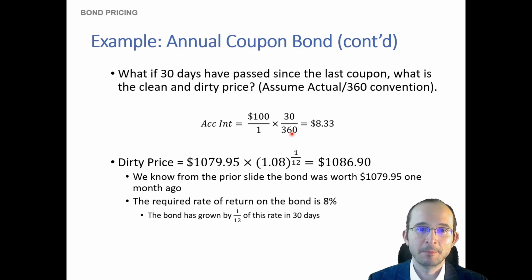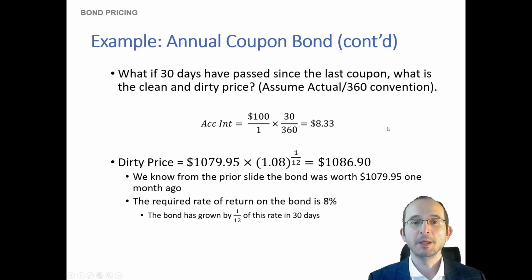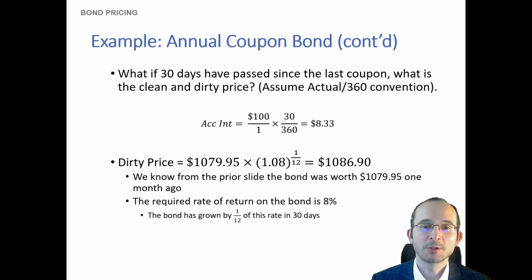And remember, the accrued interest formula is the coupon payment over the number of times the coupon is paid per year, times the number of days since the last coupon over the number of days between coupons. And if we plug these numbers in, this gives us $8.33 in accrued interest over these last 30 days.